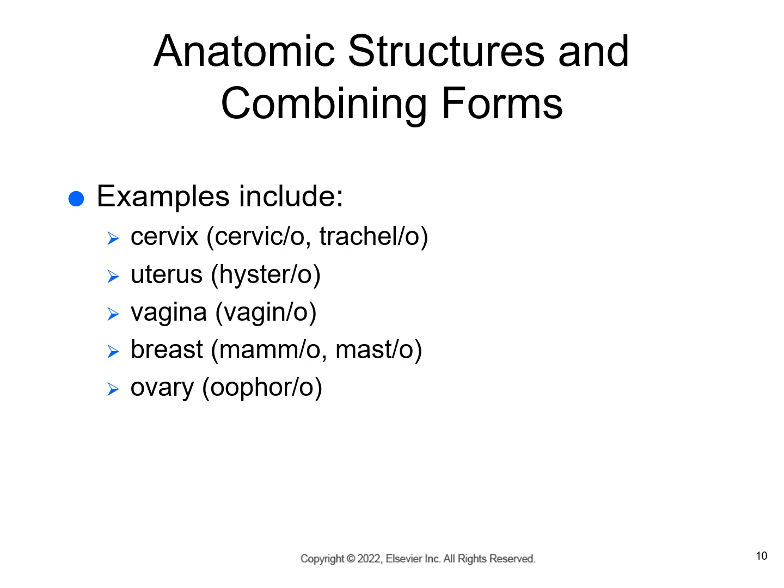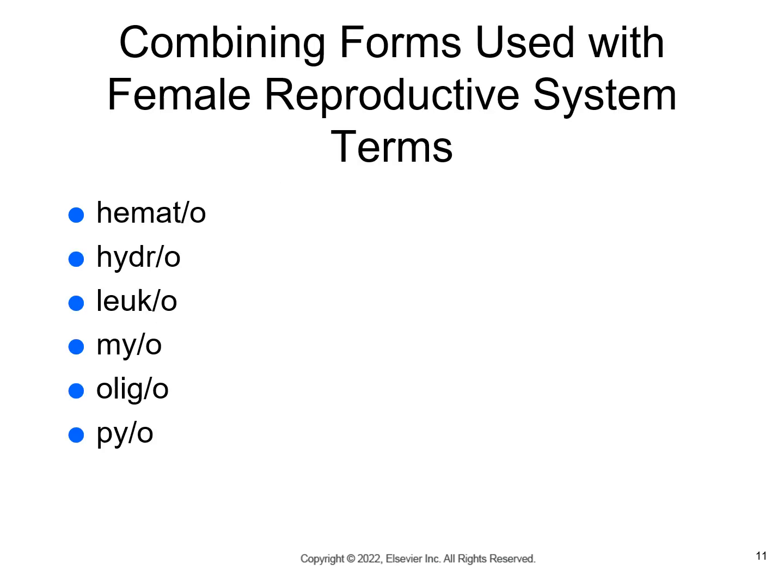Vagina is vagino, and breast is mammo or masto. Ovary is pronounced oophoro. Some other combining forms you may see in relationship to the female reproductive system include hemato, which refers to blood. Hydro means water. Leuco refers to white. Myo means muscle. Oligo means scanty or few. And pyo means pus.